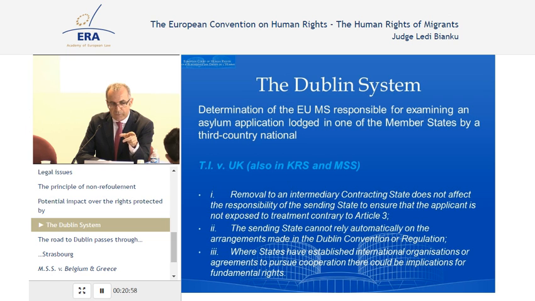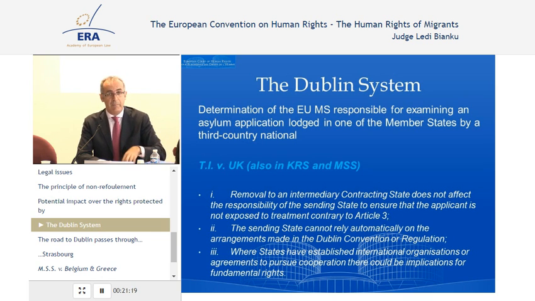This case, which is a decision of 2000, did concern the Dublin Convention at the time, before the Dublin regulation was enacted in 2003. First point, removal to an intermediary contracting state of any convention. Imagine whatever it is. Imagine also the agreement between the EU and Turkey. That's why this is important. Does not affect the responsibility of the sending state.